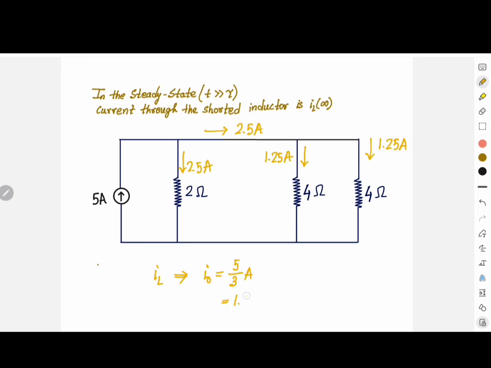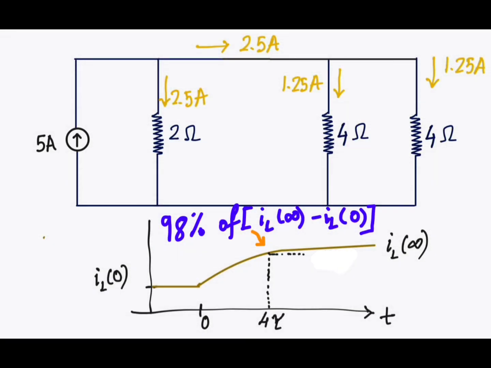Hence, before the switching the initial current is 1.66 ampere, and after the switching the final steady state current is 2.5 ampere. So this is the waveform of the inductor current, where T equal to 4 tau, and the inductor current will reach 98% of IL infinity minus IL naught, where tau is the time constant.